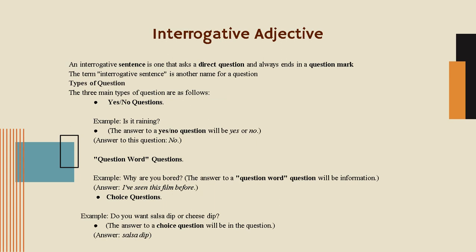The second one is question word. For example, why are you bored? The answer to a question word will be information. For example, the answer is I've seen this film before. And the third is choice question. For example, do you want salsa dip or cheese dip? And the answer to a choice question will be one of the choices. For example, the answer is salsa dip.